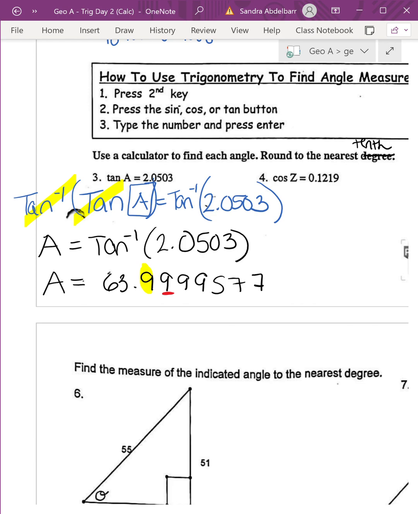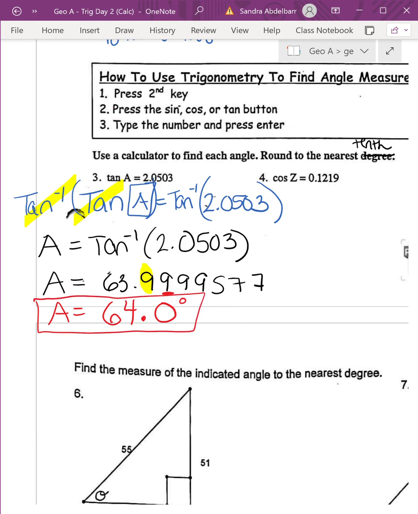But what happens when I round 9 up? It's 10. So what does that mean? I'm ultimately having to add 1 to which one? The 63. So what does this become? 64. But because I said round to the nearest tenth, what do I have to show? 0.0. I have to show the tenth spot. And this is degrees because it is an angle.